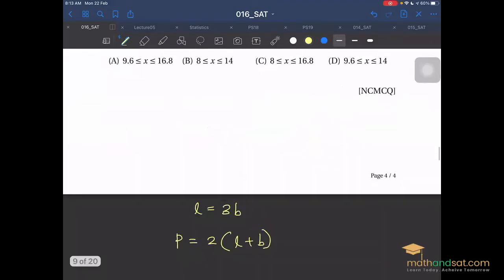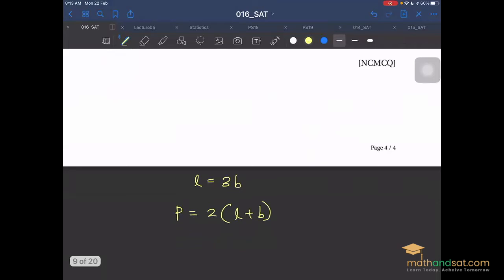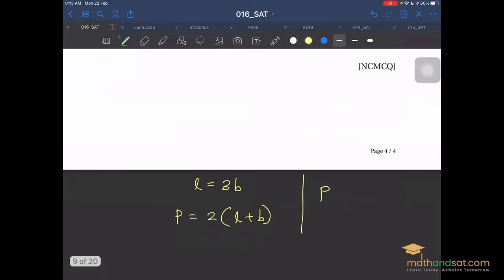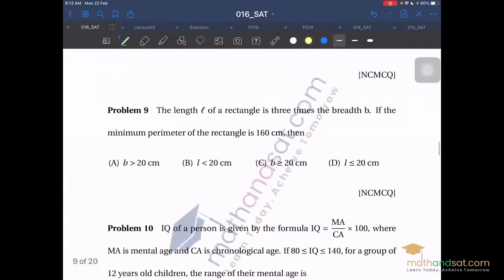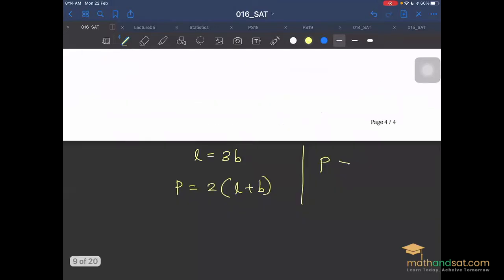Its minimum value is given to be 160. What does that mean? The minimum value of perimeter is given to be 160. So it means that P has to be greater than or equal to 160. P is 160 or greater than that. So we have 2 times L plus B greater than or equal to 160, because P is nothing but 2 times L plus B.